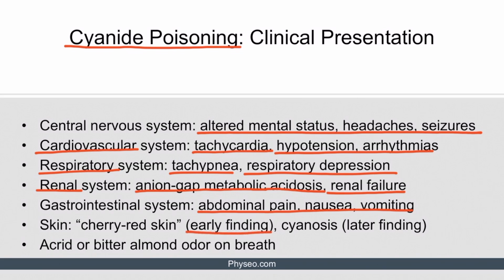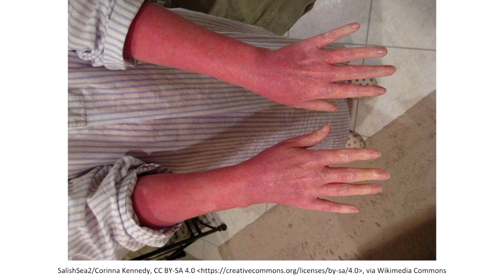Early skin examination may reveal significant flushing, which is often described by examiners as cherry red skin. Later skin examination may reveal cyanosis, or bluish discoloration of the skin. Finally, patients with cyanide poisoning are often described as having either acrid or bitter almond odor on their breath. Here's an example of what cherry red skin can look like. Though this can be seen in cyanide poisoning, this finding is nonspecific, as it can also be seen in other conditions, such as carbon monoxide poisoning.